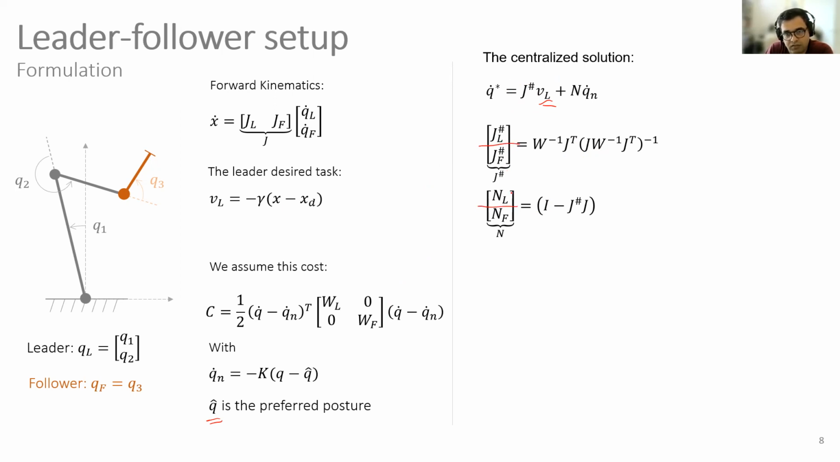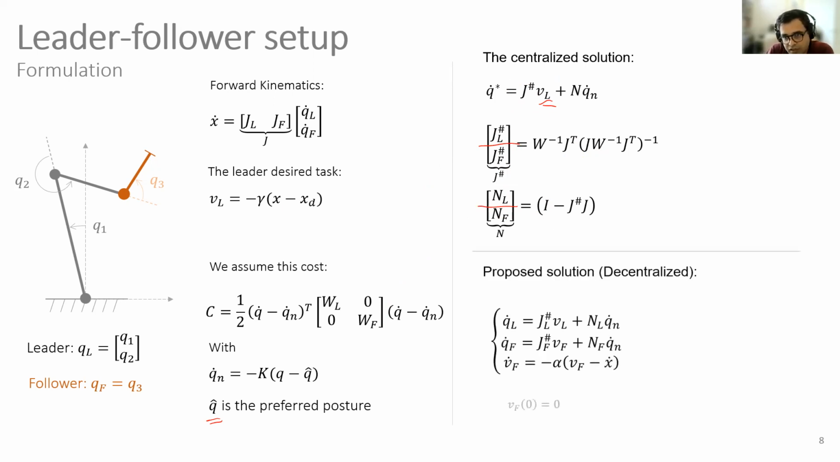This segmentation would help us later. But anyway, the solution is as before. Nothing changed here. But given the fact that the follower doesn't know the intended velocity of the leader, now we see how this segmentation helps. We can write two lines of inverse kinematics, one for the leader, one for the follower. So the leader knows its intended task, so it follows it. But the follower doesn't know this, and we replace it with this VF. And VF is actually a filtered version of the end effector velocity.